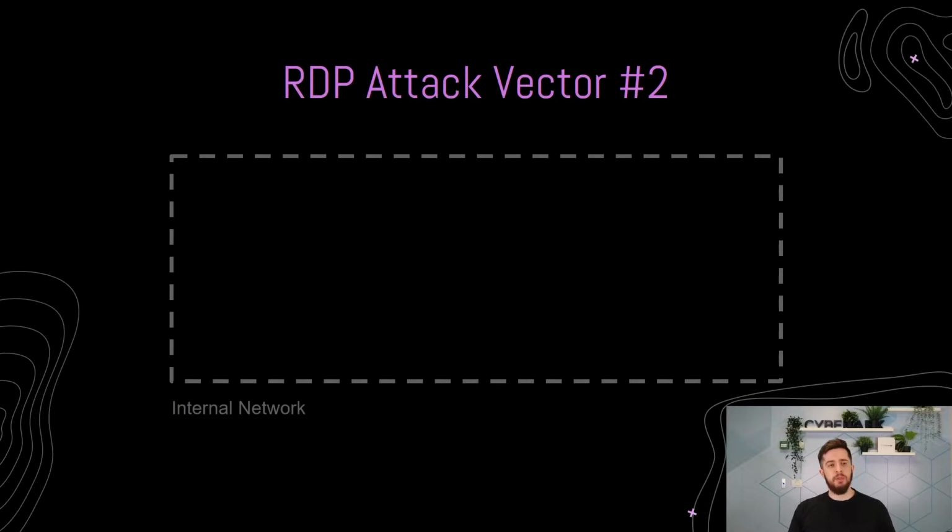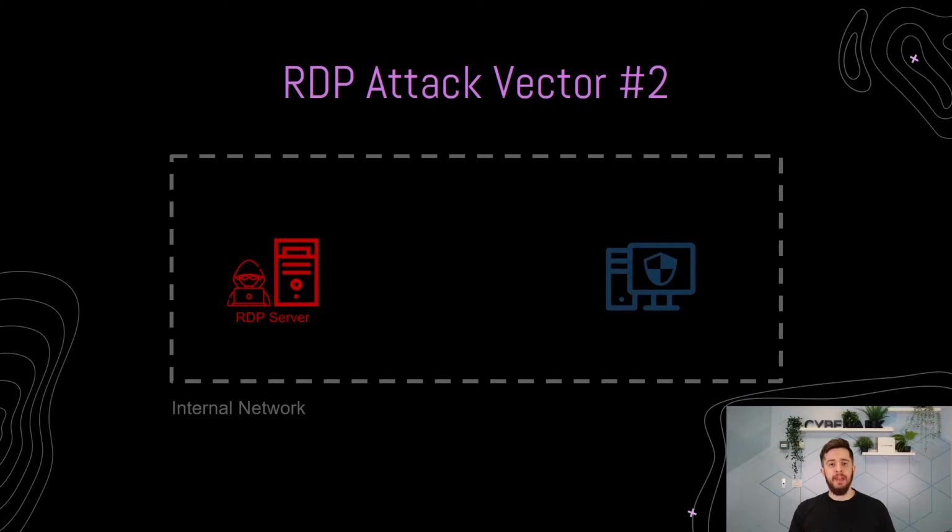Going to the second vector, it is not as common and it targets the RDP client. Here we have an attacker who was already able to gain access into some server or a virtual machine, and they can wait for an administrator to connect to the server and then exploit a vulnerability in the RDP client, which will allow them to gain the administrator's privileges, and effectively execute code on their machine.